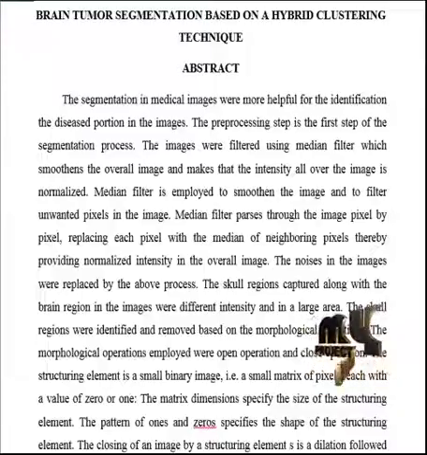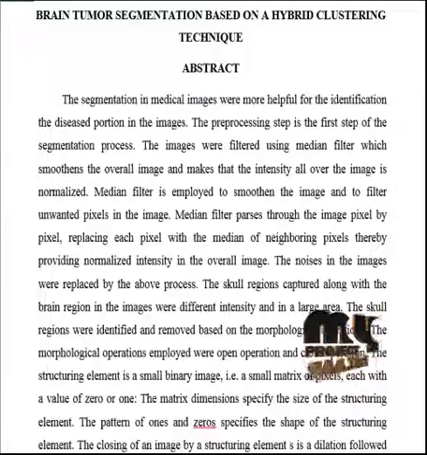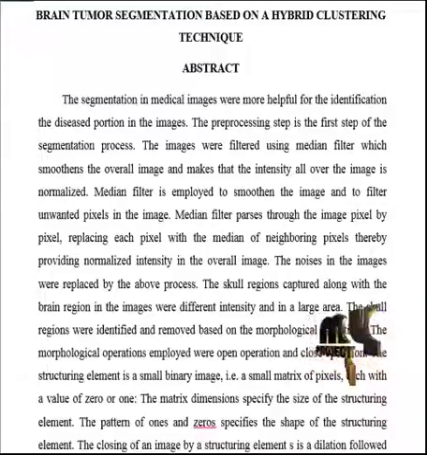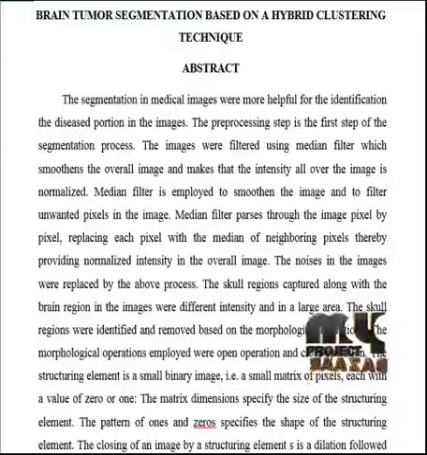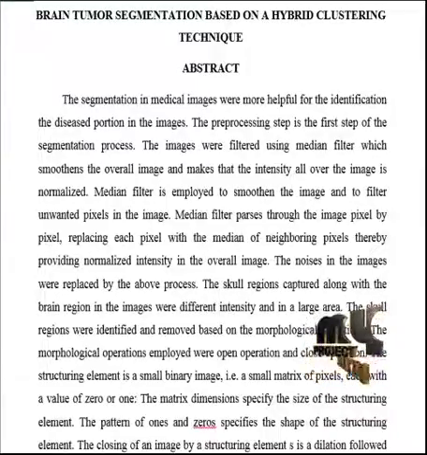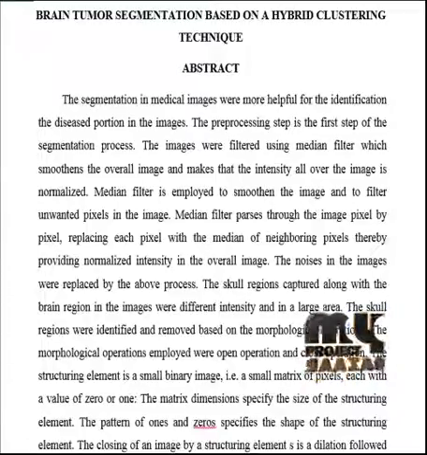The images were filtered using a median filter, which smoothens the overall image and makes the intensity all over the image normalized. Median filter is employed to smoothen the image and to filter unwanted pixels in the image. Median filter passes through the input image pixel by pixel, replacing each pixel with the median of the neighboring pixels, thereby providing normalized intensity all over the image. The noises in the images were replaced by the above process.